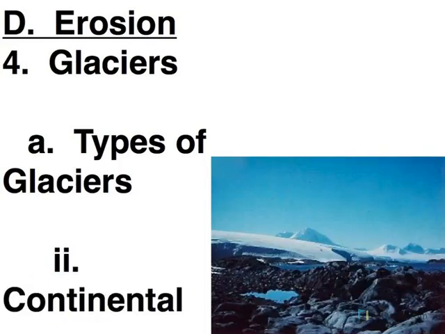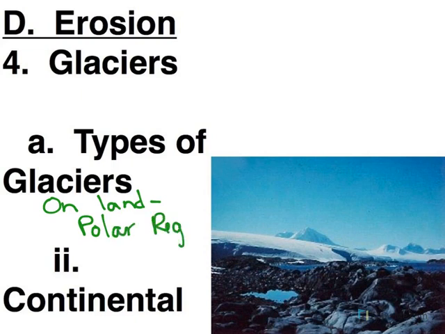The other are continental, and this is on land, and this is going to be found in the polar regions. So Antarctica would be a continental glacier. Again, it never gets warm enough to melt all of the snow and ice away, so that is considered a glacier.